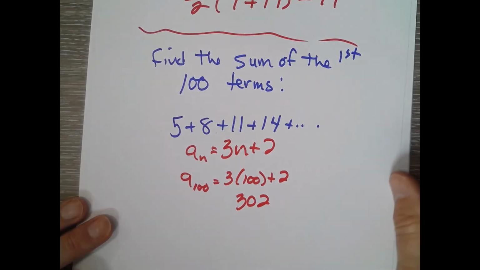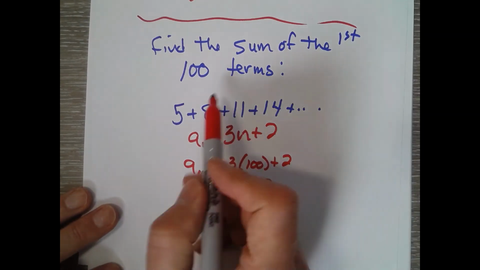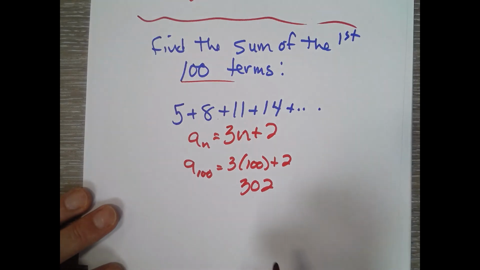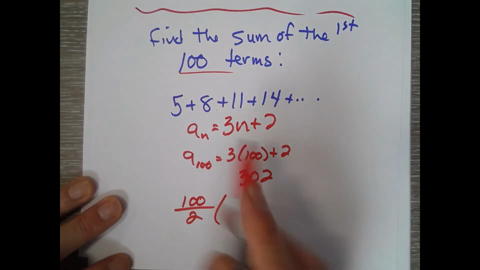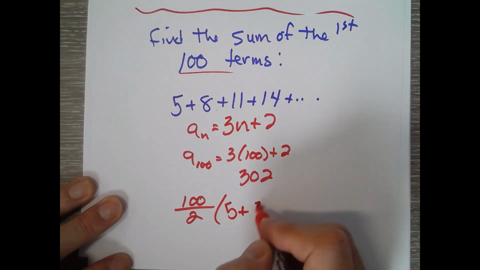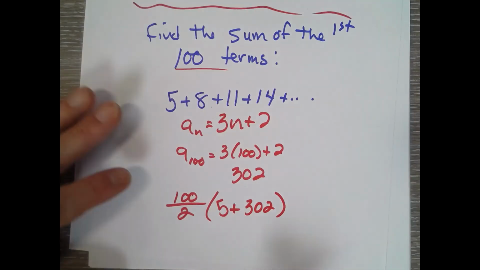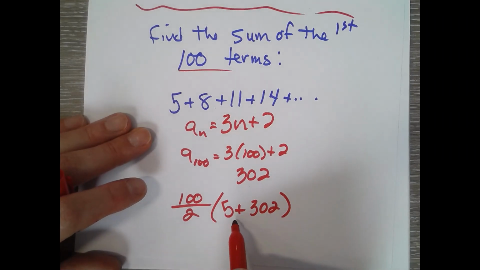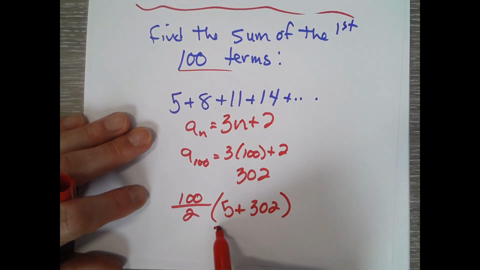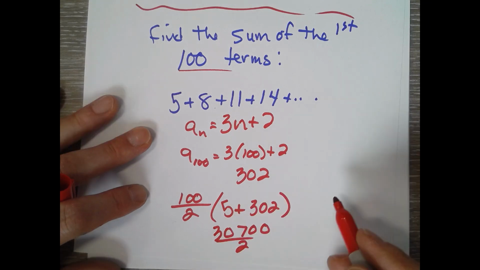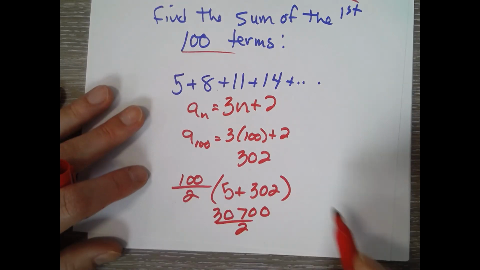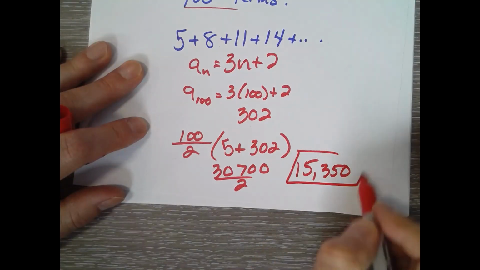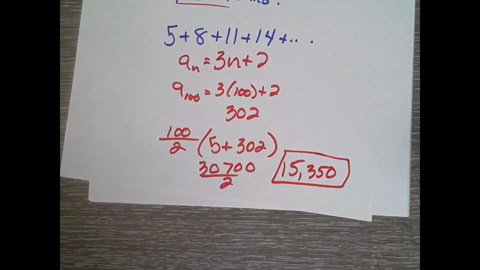All right, well, how many terms? Well, that's pretty easy. There's 100 of them. So it's 100, that's our n, over 2, times our first one, plus our last one. So 307 times 100, so that's 307 with a couple zeros, divided by 2. What's that? 15,350. There's the sum of our first 100 terms.